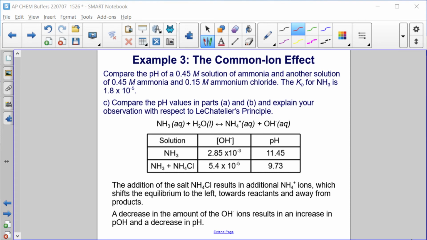So we can find the pOH, 4.27, and from there, the pH, 9.73. All right, finally in part C, let's compare the values in parts A and B. A is just the NH3, B is the NH3 plus the ammonium chloride, and explain with respect to Le Chatelier's principle.